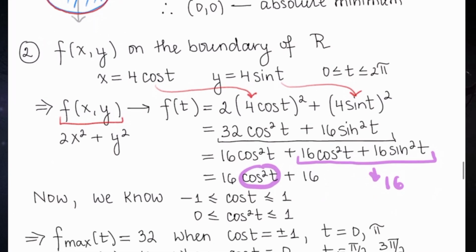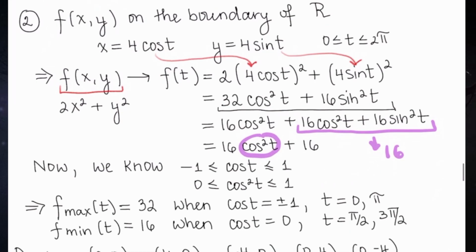Okay, so what are they? Well, if the largest value of cosine square of t is 1, then that will give us 16 times 1 plus 16. Then the maximum value would be 32. Now, when does that happen? That happens when cosine of t is either negative or positive 1. And we know that cosine takes those values at t equal to 0, where cosine is equal to 1, and t equal to pi, where cosine is equal to -1.